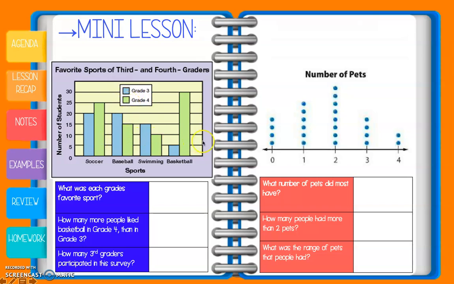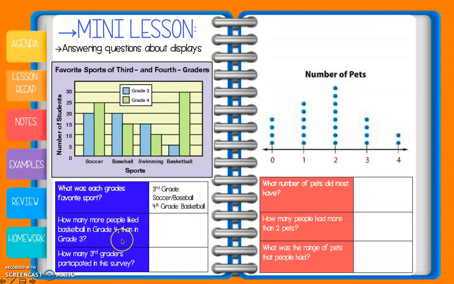If we look at our chart here, the tallest bars for grade 3 were for soccer and for baseball, and they had a tie. So for grade 3, it was soccer and baseball. And for 4th grade, we've got this green one here that's really super tall, way taller than everything else. It had the most frequency, and it's for basketball. So 4th grade's favorite sport was basketball.